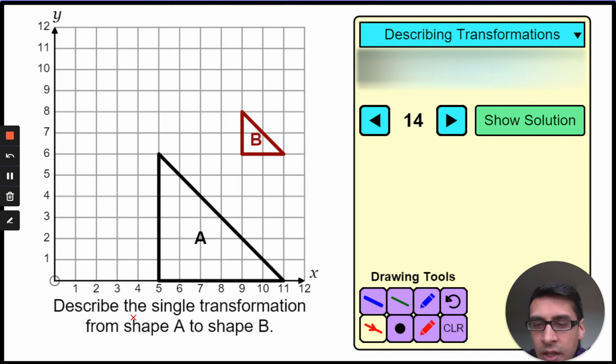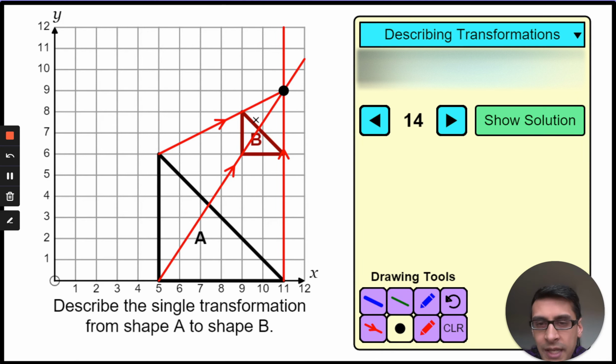Question 14, single transformation from A to B. So we're going from A to B. So it's again an enlargement. So let's find our center of enlargement. I'm thinking it's going to be there, and we'd be right.